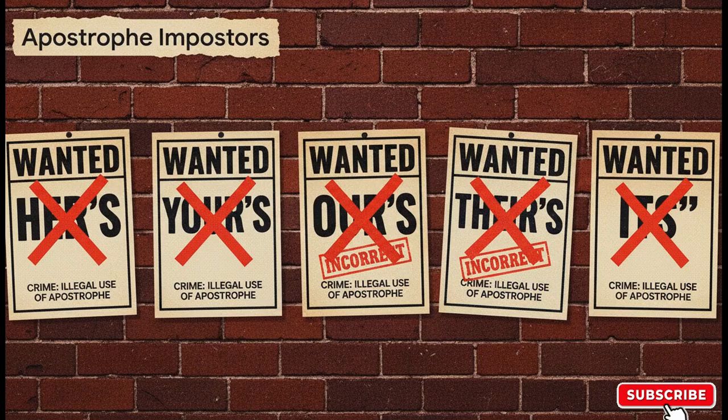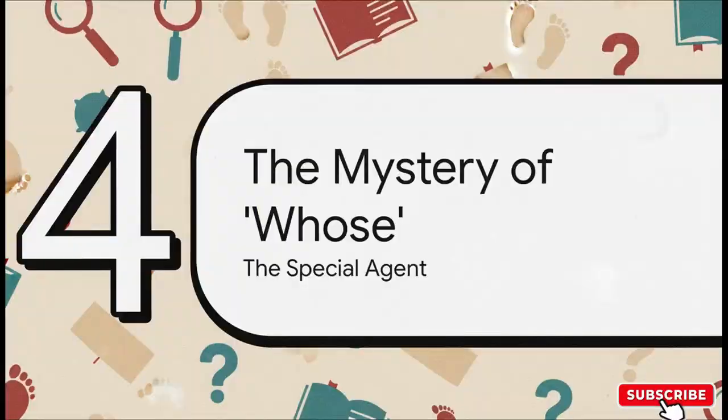Now this is a critical piece of evidence. The words you see here, her's, your's, our's, their's, they're imposters. They look real, but they're not. They simply do not exist in the English language. Just remember this. Possessive pronouns never, ever, ever use an apostrophe. This was the mistake from our original crime scene. The right way to write them is hers, yours, ours, and theirs. No apostrophe, period.